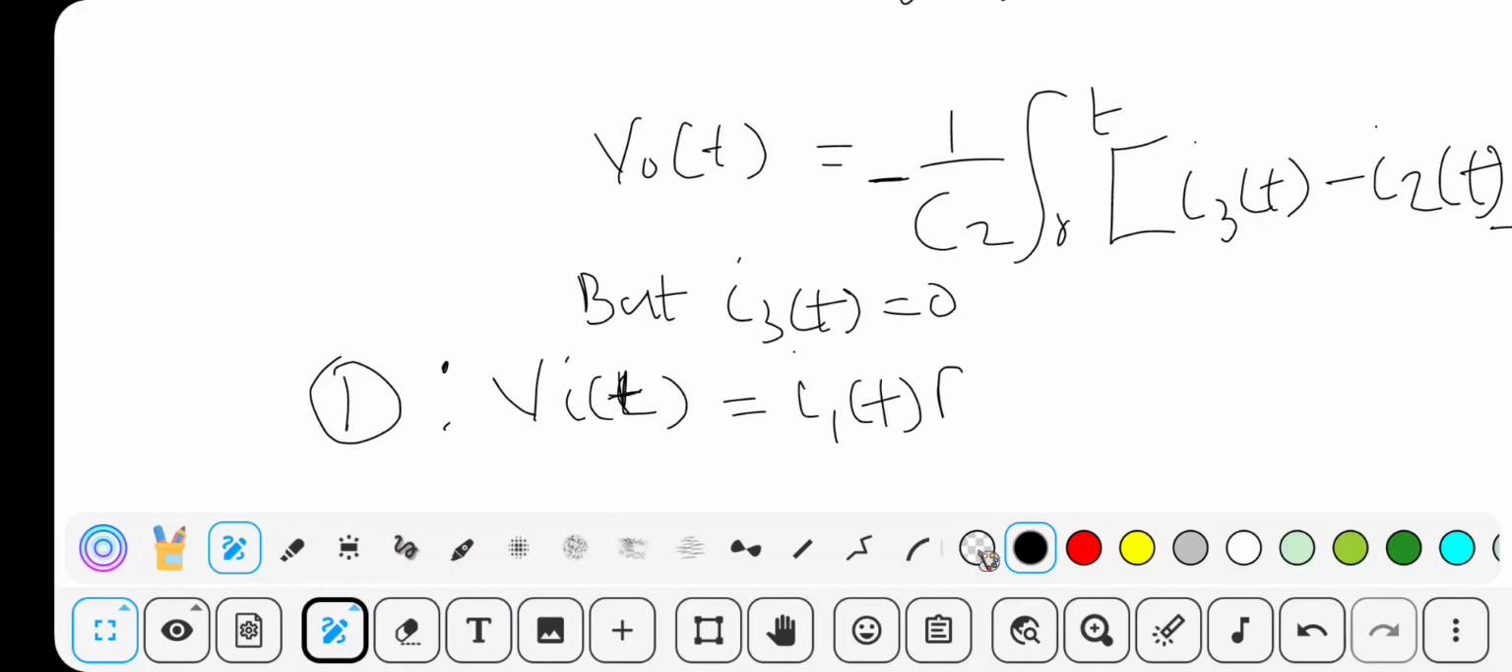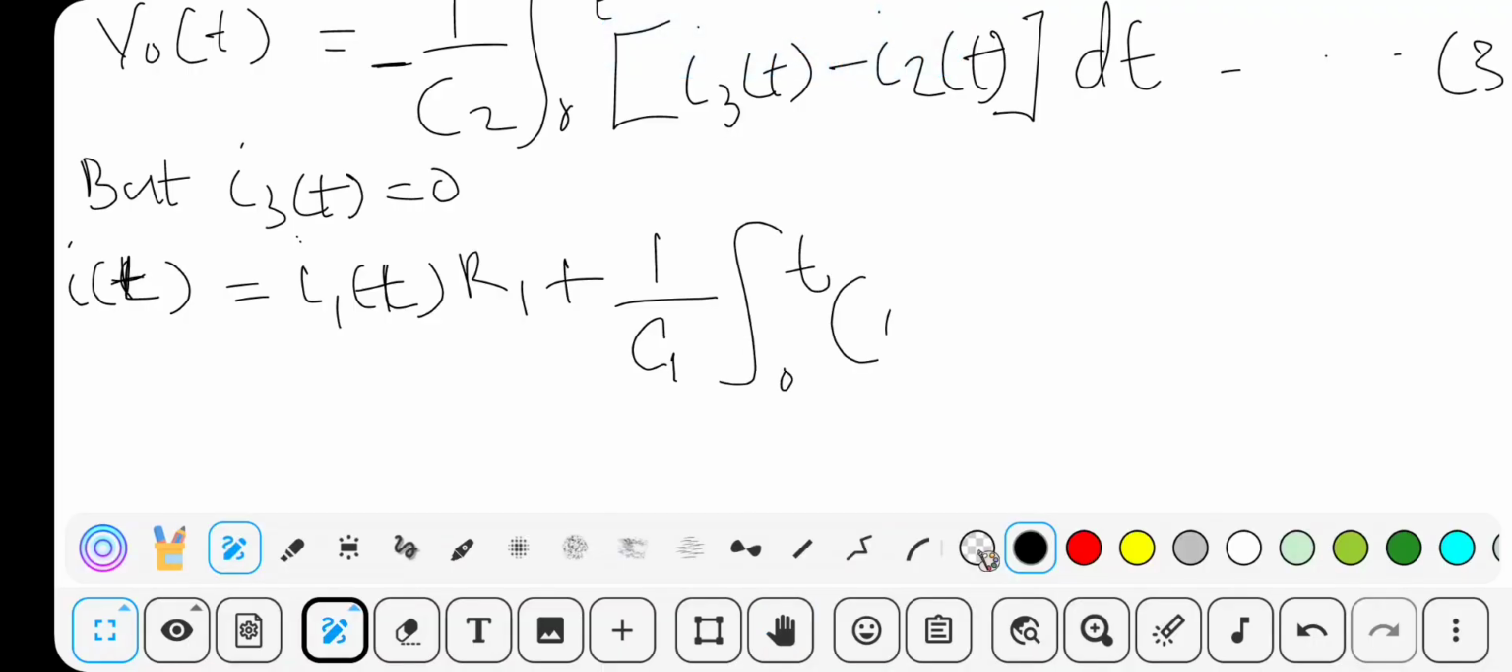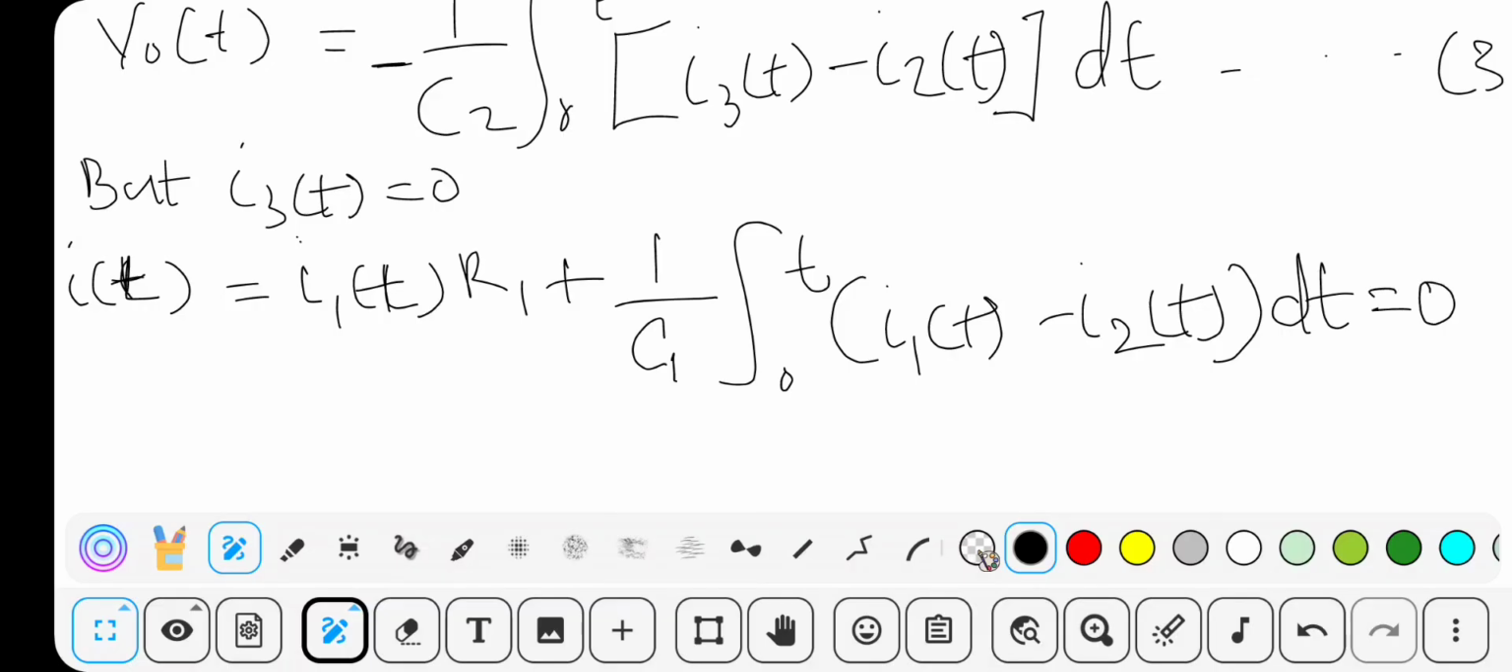I1 of t R1 plus 1 over C1 integral of I1 of t minus I2 of t dt is equal to 0. Or let's remove the 0.